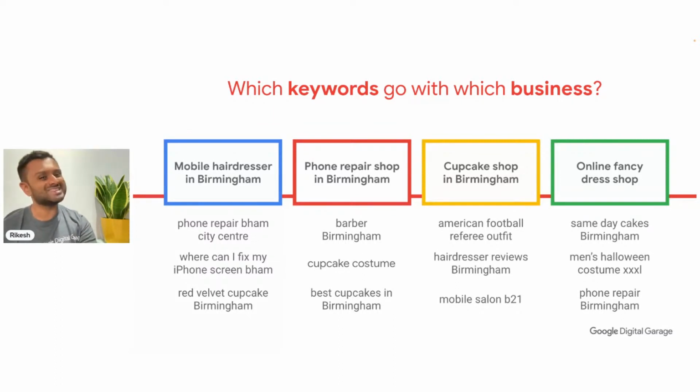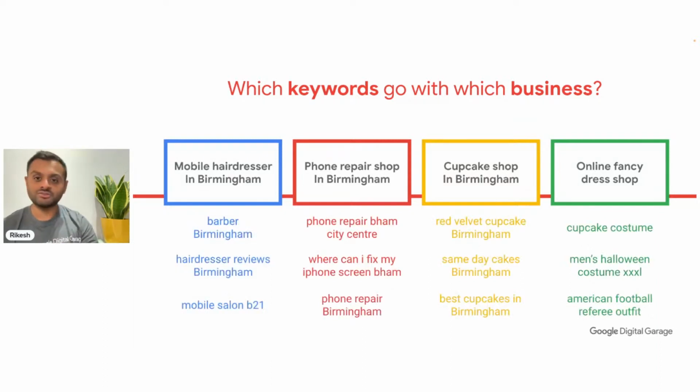And if we put these keywords in order here, because looking at it before, it was all mixed up, and I wanted to put it all in order. You can see that, for example, the mobile hairdresser in Birmingham can be found for Barber Birmingham, which they might get a bit of traction and footfall from. It might be Hairdresser Reviews Birmingham, they might be running an advert for that. It might be mobile salon, and they're being really specific here, which says B21, which is the prefix of a postcode in Birmingham as well.